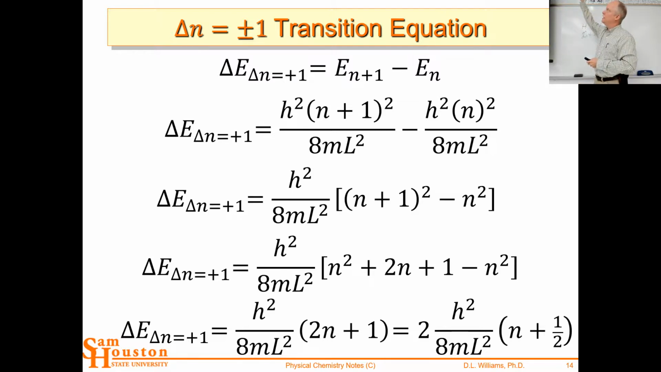So you can look up there and see we're putting in E of n plus 1 and subtracting E of n. Wherever there's an n in the energy equation, we put n plus 1, so we have that difference. That's the energy difference for all the n plus 1 transitions. We can simplify that algebraically. We pull this constant out front, h squared over 8ml squared. We'll just leave that as a constant because it appears all the time in all of these different things. We'll even pull a 2 out. So we have 2 times this constant times n plus a half. And that plus a half, that's our zero-point energy.